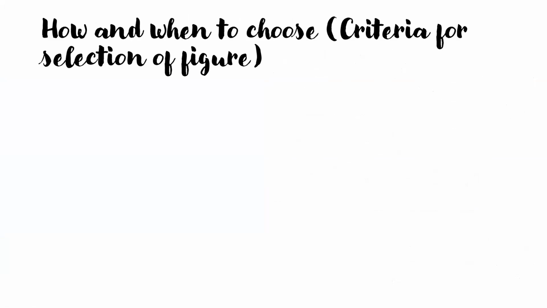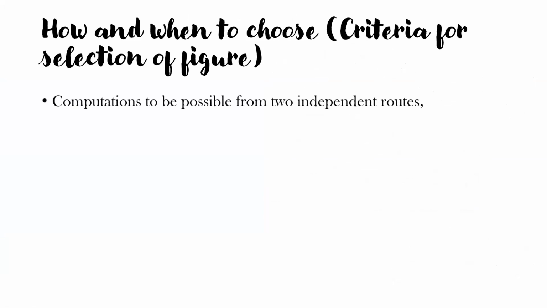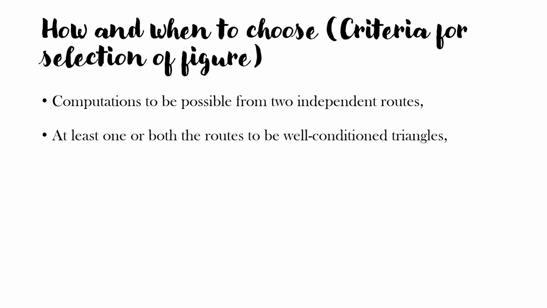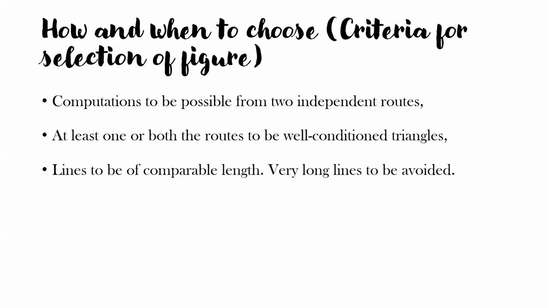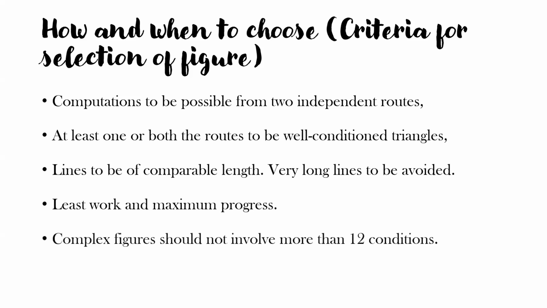Coming to how and when to choose, or the criteria for selection of a figure. The figure should be such that the computations can be done through two independent routes. Also, the figure should be such that at least one and preferably both routes should form a well-conditioned triangle. And all the lines in a figure should be of comparable length. We should be avoiding very long lines. The figures should be such that least work may secure the maximum progress. And complex figures should not involve more than 12 conditions.